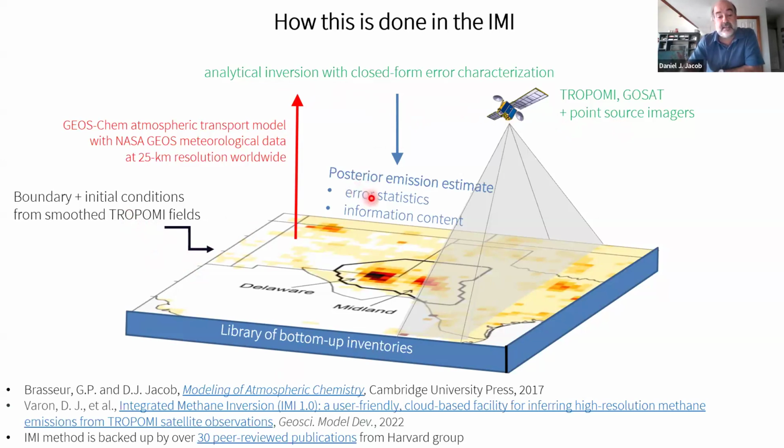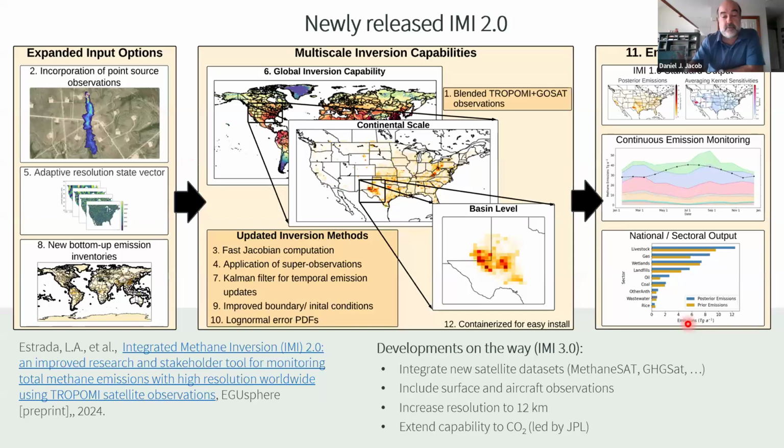So you get error statistics, you get information content. This is a very standard method. It's been used in atmospheric chemistry since the 1990s. It's a textbook method, as documented in this book that I wrote with Guy Brasseur. The implementation in the IMI is described in a paper by Daniel Varon, and it's backed up by a large number of peer-reviewed publications from our group and from our collaborators.